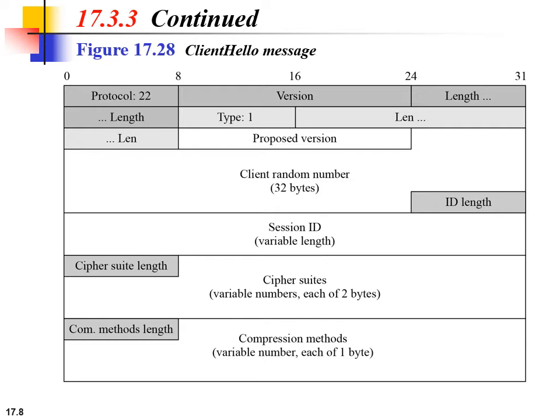So far the only method is the null method, which is no compression. In this case, the value of the compression method length is 1, and the compression method list has only one element with the value of 0.